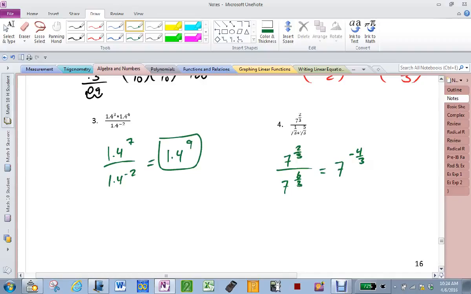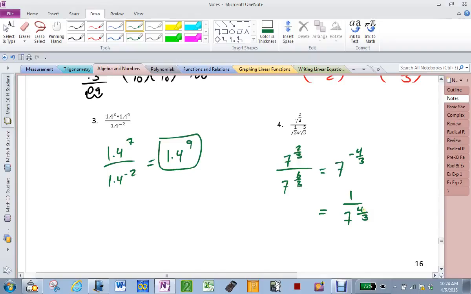Are negative exponents allowed? No. So what happens? Flip. 1/7 to the positive 4/3. Now, what if that answer isn't there? Then you continue to simplify the only other way you know how.